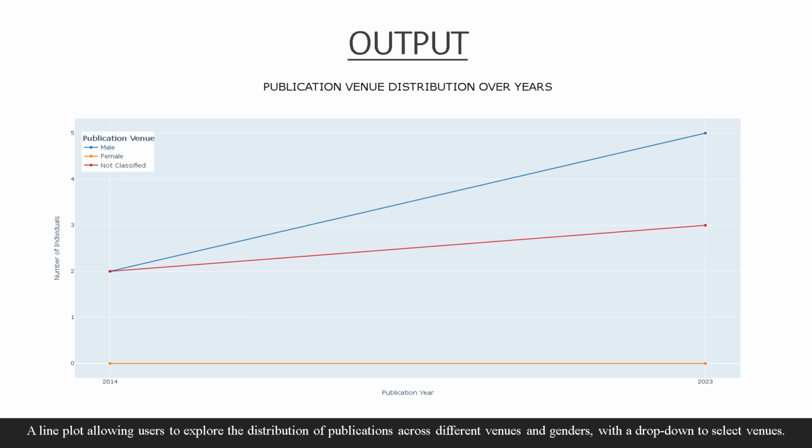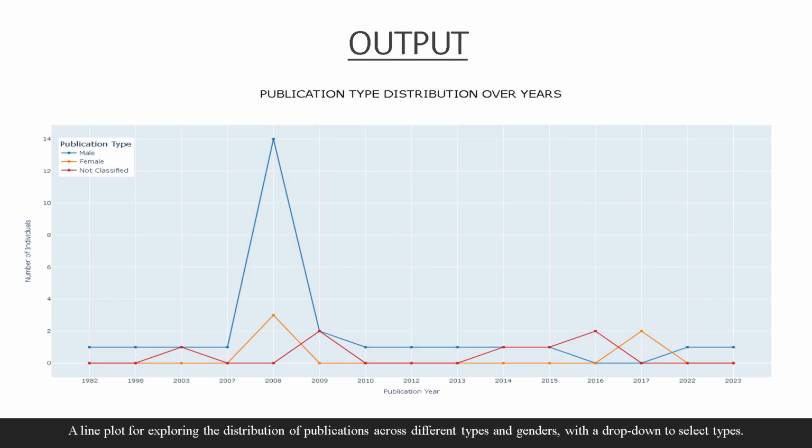The third output is a line plot allowing users to explore the distribution of publications across different venues and genders, with a drop-down to select the venues. The final output is a line plot for exploring the distribution of publications across different types and genders with a drop-down to select the various types.